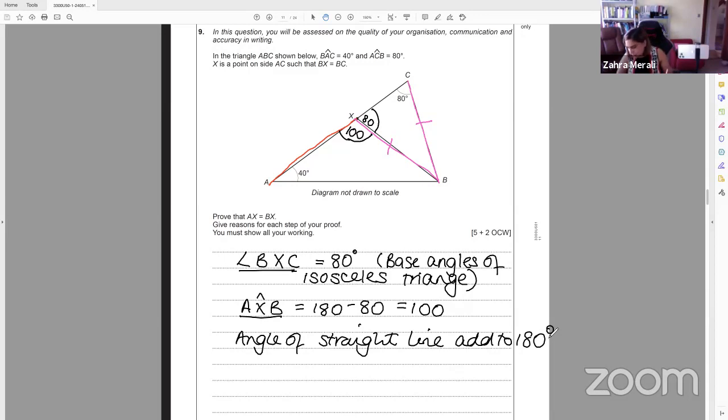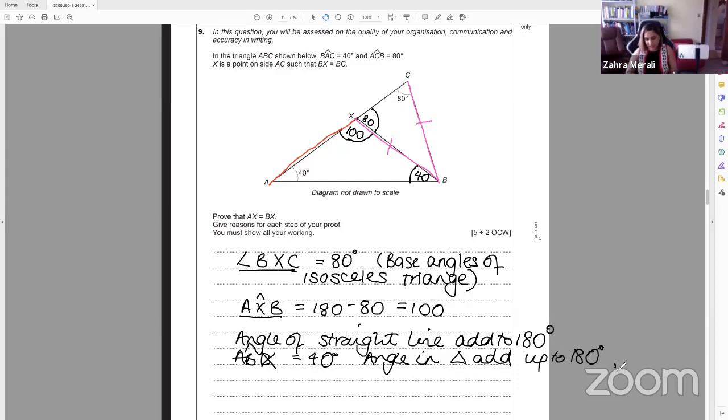I'm going to write on the side so I don't lose it off the page. And then finally, what else could we do? We know this angle's 100, we know that's 40, which means we can work out this angle here. So ABX equals 40 degrees, and that's because angles in a triangle add up to 180 degrees.